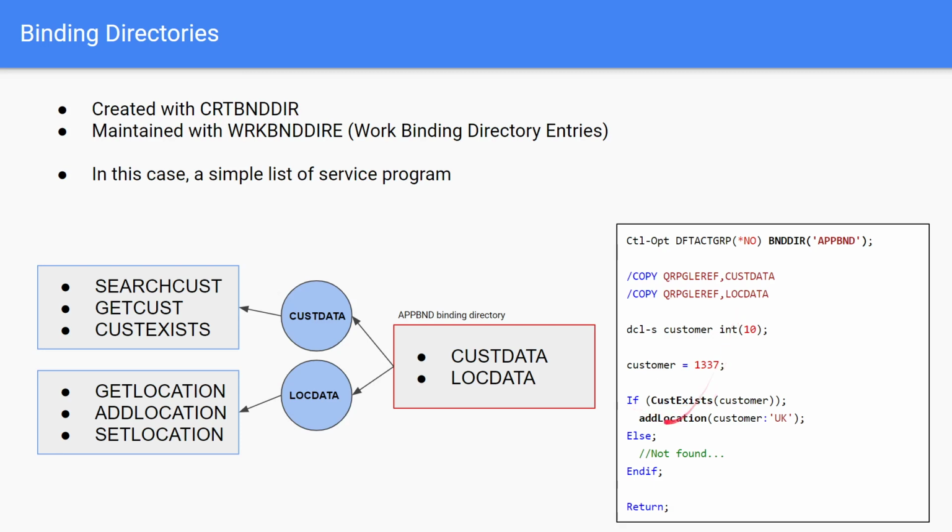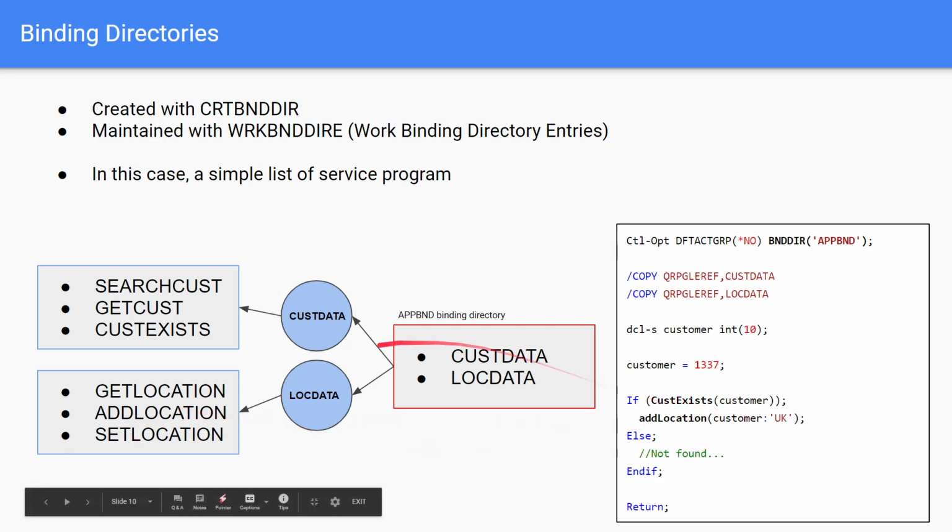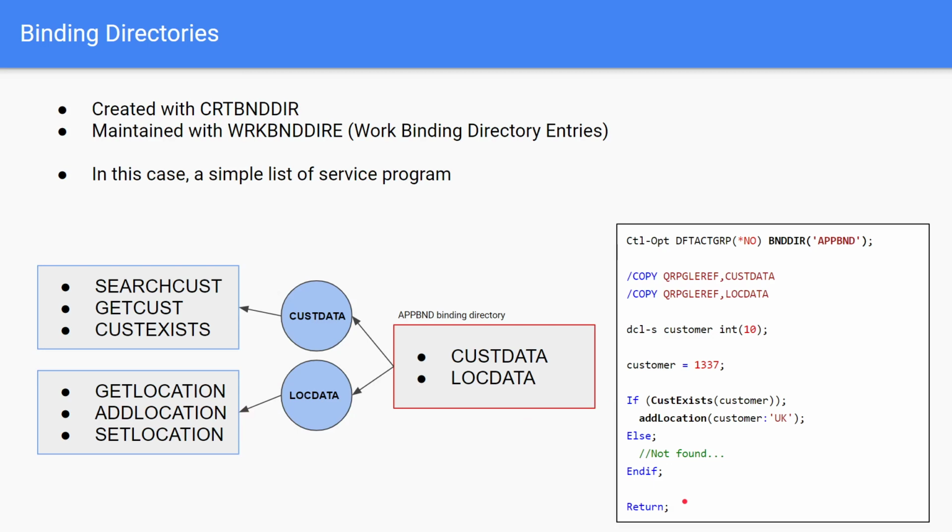Now again, the way that we're using this is because our cust data copybook has a prototype to this procedure that we want to use. Cust exists, and then we're saying add location customer UK. So add location is coming from lock data. So that's actually saying, well, we're going to go into the service program and we're going to execute the code inside of add location.